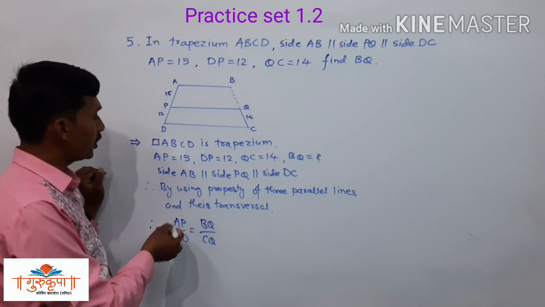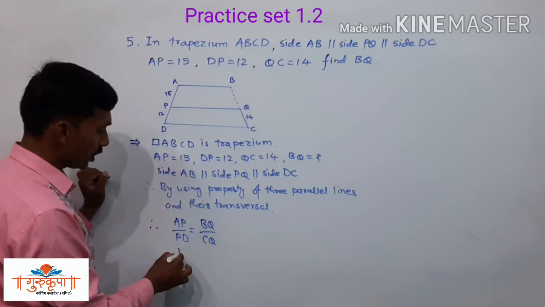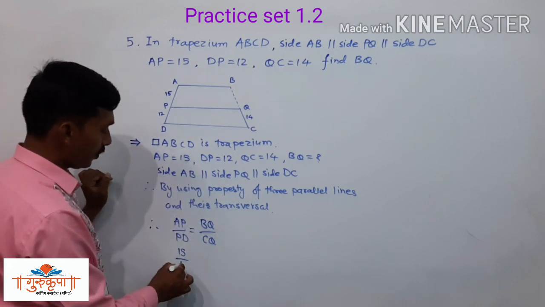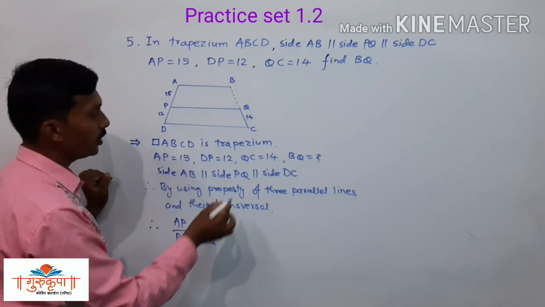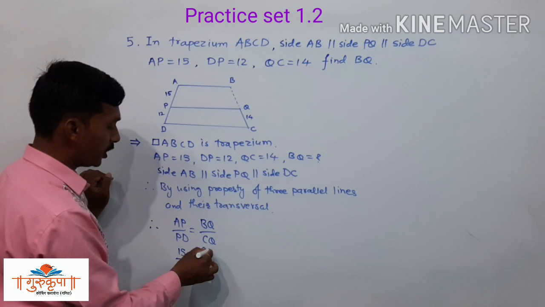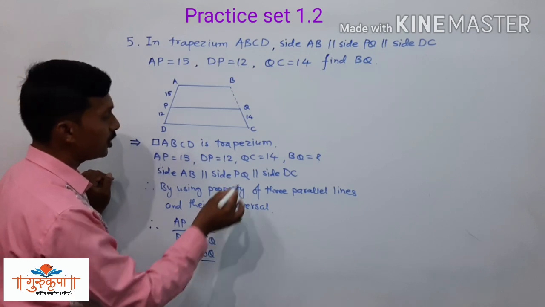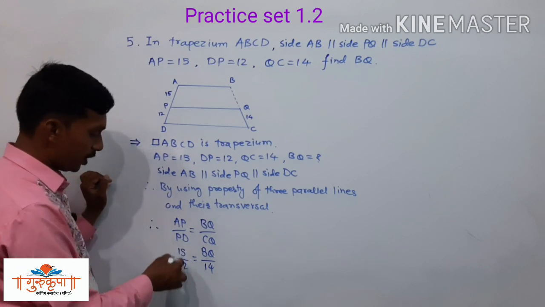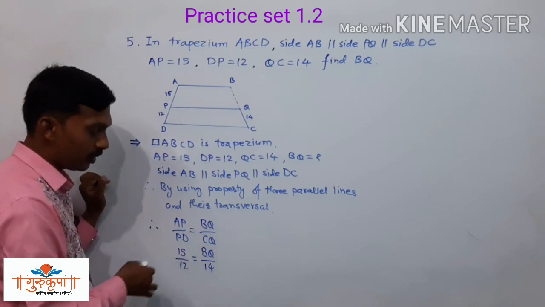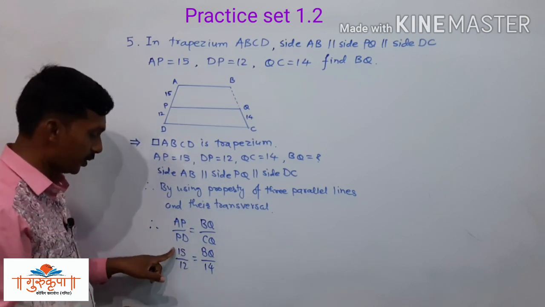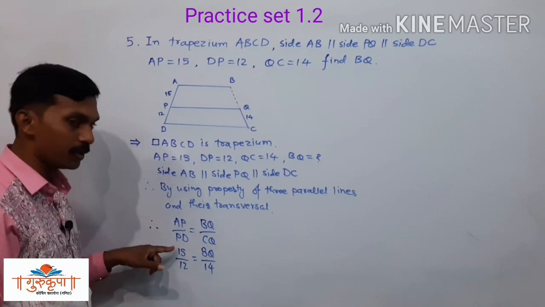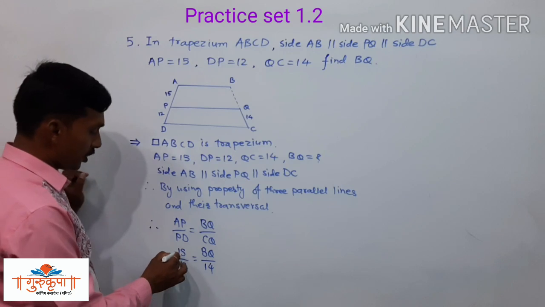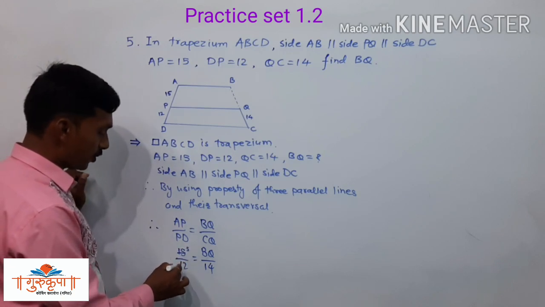Here AP is given 15, so we will write 15 here, upon DP is given 12, that is equals to BQ we have to find, so we will write it as it is, upon CQ is given 14. Now here we can divide both 15 and 12 by 3. We can reduce this ratio, we will write this ratio into the simplest form, and then we will take the cross multiplications. Here 3 5s are 15, 3 4s are 12.